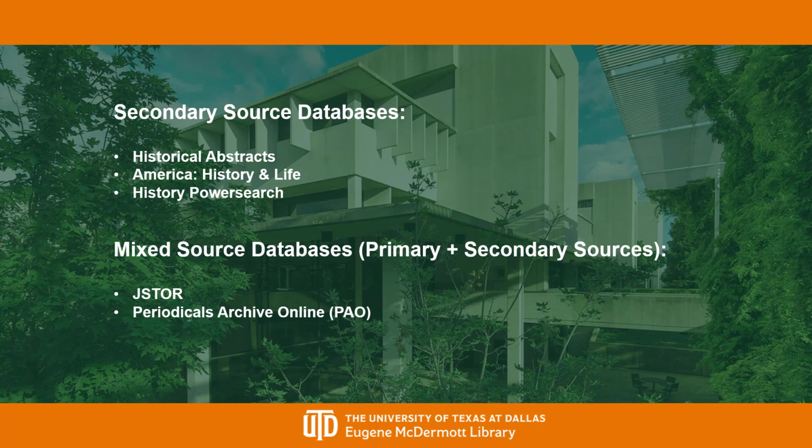After that, we looked at our mixed source databases, or those databases that include both primary and secondary sources. In this case, JSTOR and the Periodicals Archive Online. Remember to look for the limiters on the left side of the page after your results appear in each of these databases in order to filter and limit to secondary sources or primary sources.